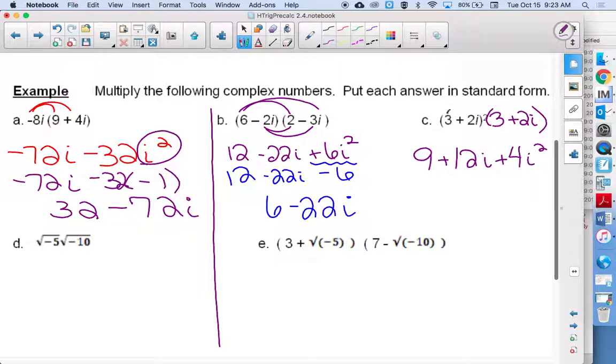So again, 3 times 2I, 2I times 3. So that's 6 and 6 gives us 12I. And then Emma, if we simplify it by changing this to -4, you end up with 5 plus 12I. Any questions with those three?